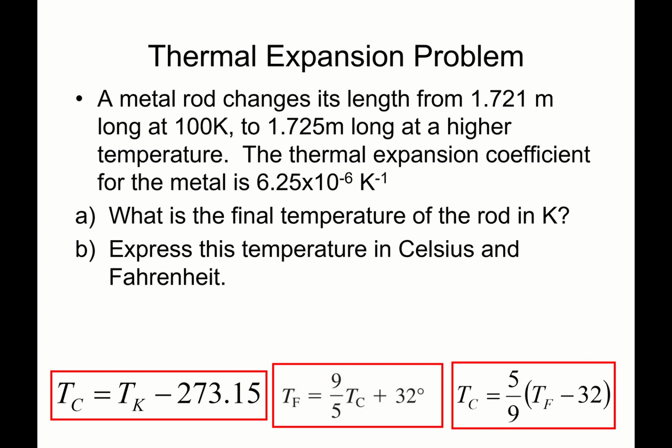All right, so here's your problem. I just want you to do a similar problem. We've got a metal rod that changes from 1.721 meters at 100 degrees Kelvin to 1.725 meters long. So it goes up by 4 millimeters in length at a higher temperature. And the thermal expansion coefficient is 6.25 times 10 to the minus 6. I want you to find the final temperature of the rod in Kelvin, and then express this temperature in Celsius and in Fahrenheit.